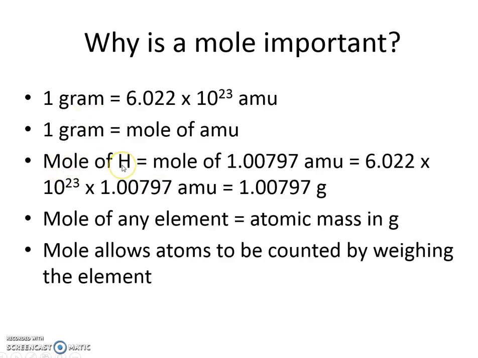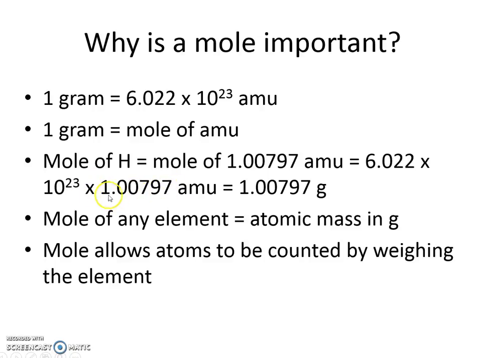If I have a mole of hydrogen atoms, then the mass that I have is a mole of 1.00797, which I get from the periodic table. That's the atomic mass of hydrogen, in AMU. This is the average mass of one atom of hydrogen. I can rearrange this and replace mole, because it just stands for 6.022 times 10 to the 23, and put that in there.